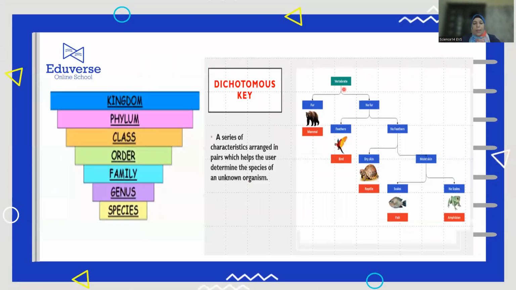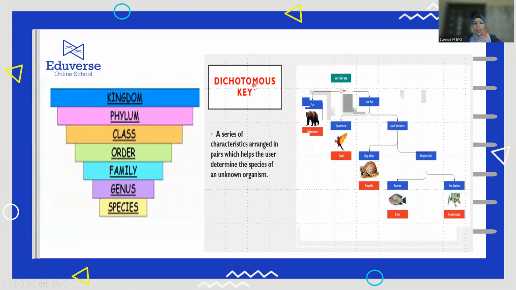Okay, then what's meant by dichotomous key? A dichotomous key is a series of characteristics that are arranged in pairs to help the user determine the species of an unknown organism. Here we have vertebrates. It's a large group of individuals. In these vertebrates, some animals have fur and others have no fur. Animals which have fur are mammals. Animals with no fur may have feathers or no feathers.